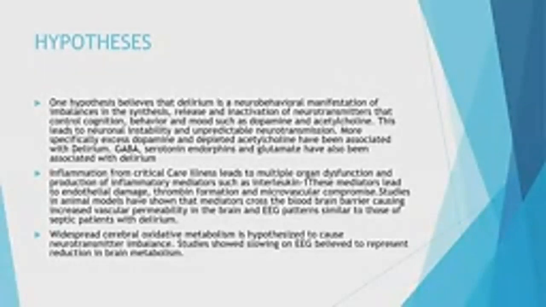And then inflammation, as we all know, in critical care illness, patients have multiple organ dysfunction and production of inflammatory mediators, and these lead to endothelial damage, thrombin formation, microvascular compromise. And studies in animal models have even shown that these mediators cross the blood-brain barrier, and as a result, those animals were found to have EEG patterns that are similar to patients who have delirium due to sepsis. And cerebral oxidative metabolism is also found to be another cause.